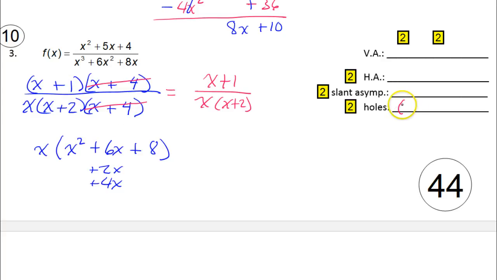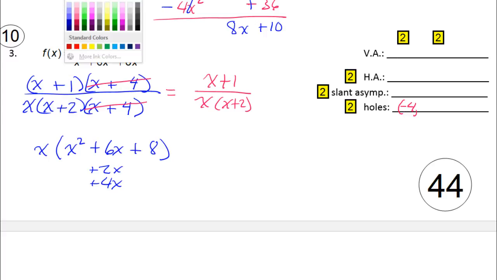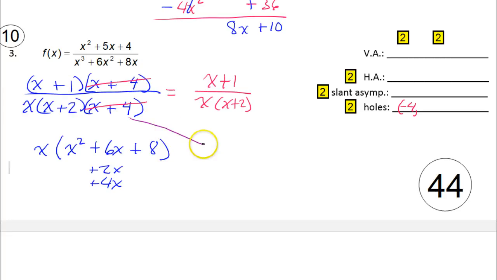Now the hole is going to be negative 4 comma something. Where did I get the negative 4 from? Well, imagine that you took the x plus 4 and set that equal to 0 and solved it. That would give you x equals negative 4. That's how you find the x value of your hole. Okay, now to get the y value, I'm going to use the remaining equation.